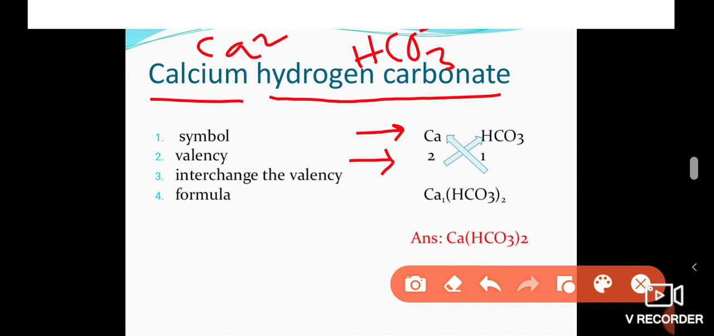Next step, interchange the valency. And finally we get Ca1 HCO3 twice, because more than one HCO3 is there, so we put it inside the bracket. Since 1 is there, we need not consider that 1. Finally we get Ca(HCO3)2. Twice means it indicates 2 HCO3 are present. Okay.